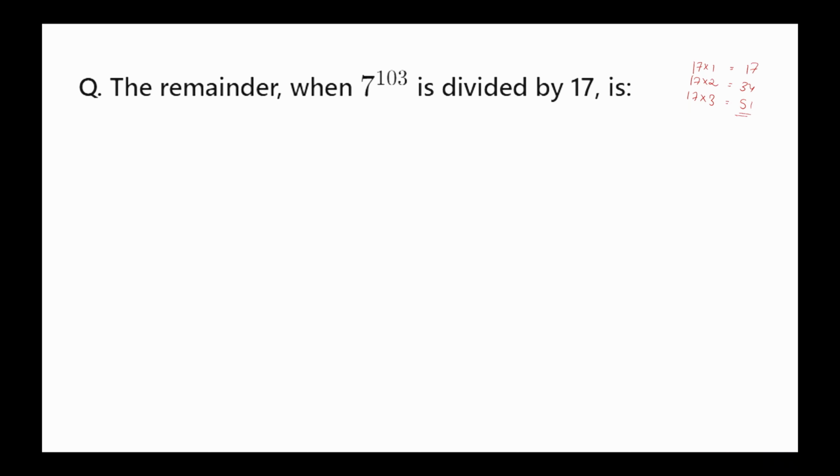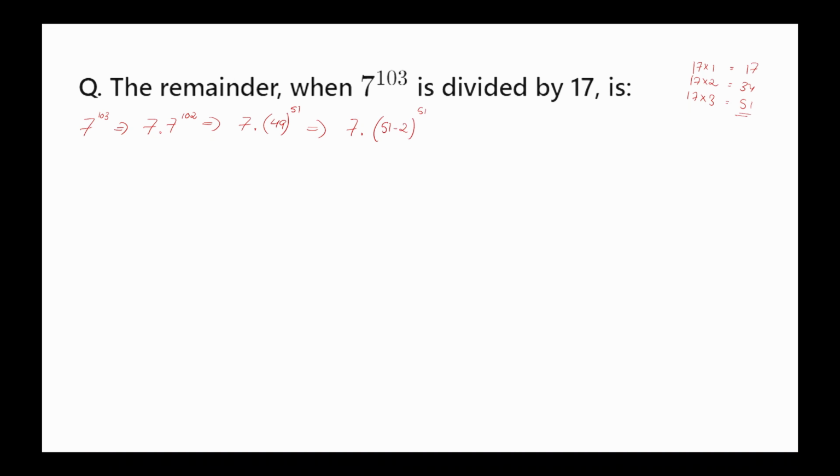So basically, I need such a value in my binomial expansion which is less than the one which I'm dividing by. So what I'll do is take 7 to the power 103. I can write it as 7 into 7 to the power 102. And this can be written as 7 into 49 to the power 51. And this can now be written as 7 into 51 minus 2 to the power 51. This is how I can write this entire expression.